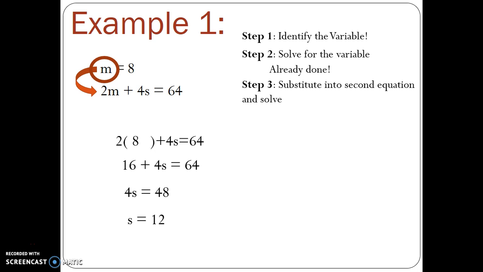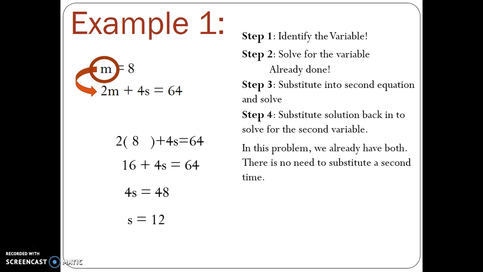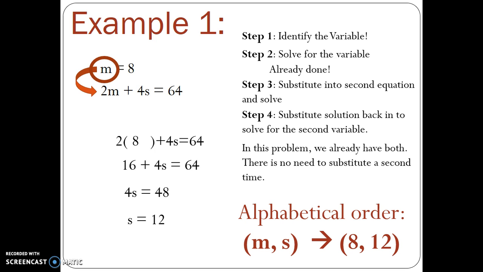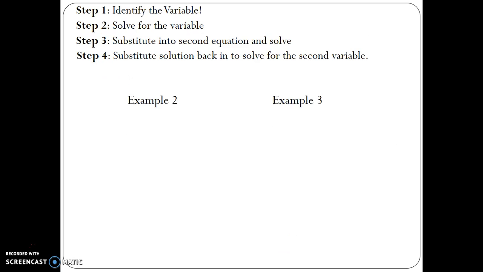Last step, always, after we have both variables, is to put them into an ordered pair if we have x and y. And we want to put them in alphabetical order. So x first, then y normally. In this case, we have m and s, so we have m first, then s. So we get an ordered pair of (8, 12). Okay, so let's do a couple more examples.